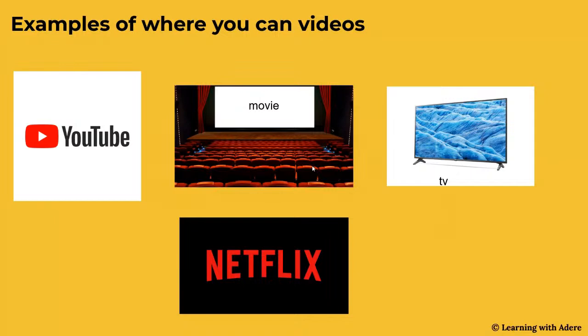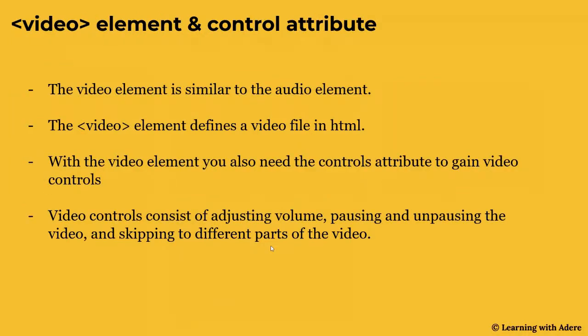Examples of places where you can watch videos, just in case you're still a little bit confused: you can watch them at the movie theater. Of course, you're watching videos at the movie theater. You're watching TV, that's a video playing on your screen. You're watching YouTube, of course, that's a video playing on your screen. You're watching Netflix, and of course, that's videos also playing on your screen.